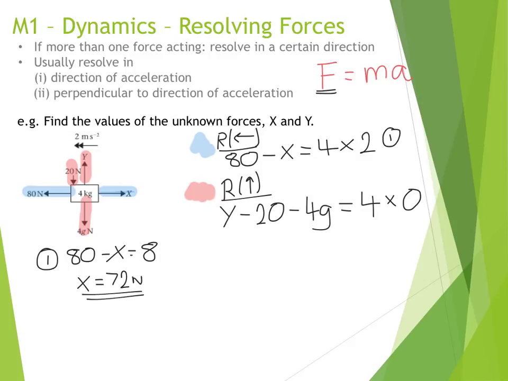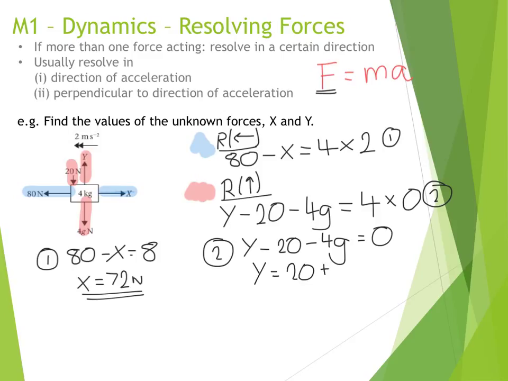In order to find y, I'm going to use equation 2. So simplifying again, y minus 20 minus 4g equals 0. So y is equal to 20 plus 4g, and we know g is 9.8. So that's going to give us y equals 59.2 newtons.